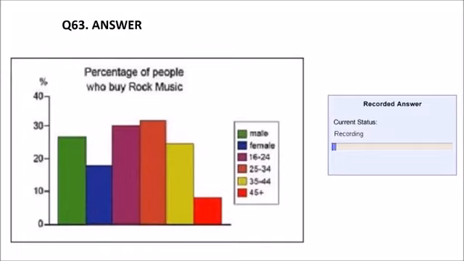This bar graph represents the percentage of people who buy rock music. The distribution is based on various age groups as well as gender. More males than females purchase rock music, about 28% of males compared to 18% of females. The age groups of 16 to 24 and 25 to 34 are the major consumers, while the popularity of rock music decreased as people got older.